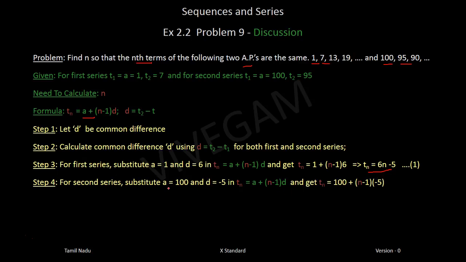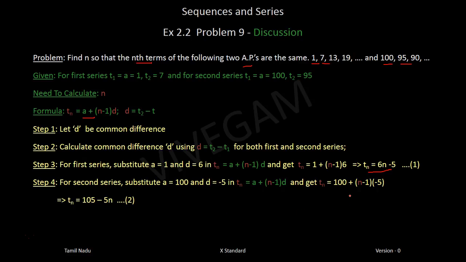So all we need to do is substitute a equal to 100 and d equal to minus 5 in this case. I'm using the actual values to make it a little simpler for you to understand. So in Tn equal to a plus n minus 1 into d, Tn will be equal to 100 plus n minus 1 into minus 5, which on simplification will get you Tn equal to 105 minus 5n.